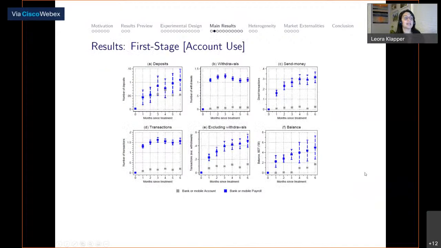So let me first show first stage results. And this is necessary for our learning by doing study. These are just coefficient plots. The gray bars are those that only received an account, and this is looking at 6 months after the account was introduced. As you can see, there was very little usage of those accounts. The blue bars are people who received both an account and electronic payroll. By 6 months, they start savings in the account, and the number of monthly transactions increases.